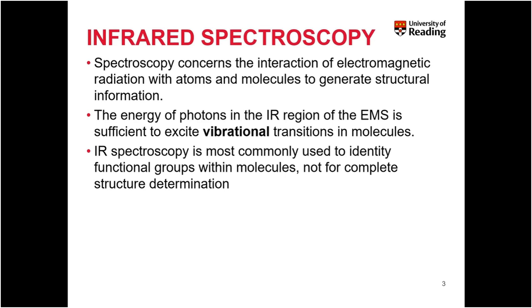It turns out that light within the infrared region of the electromagnetic spectrum has enough energy in it to excite vibrational transitions in molecules. So when infrared light hits molecules, it causes those molecules to vibrate. The frequency or wavelength of light that you need to achieve each vibration is specific to each bond or functional group, which means you can use this technique to identify functional groups within molecules.